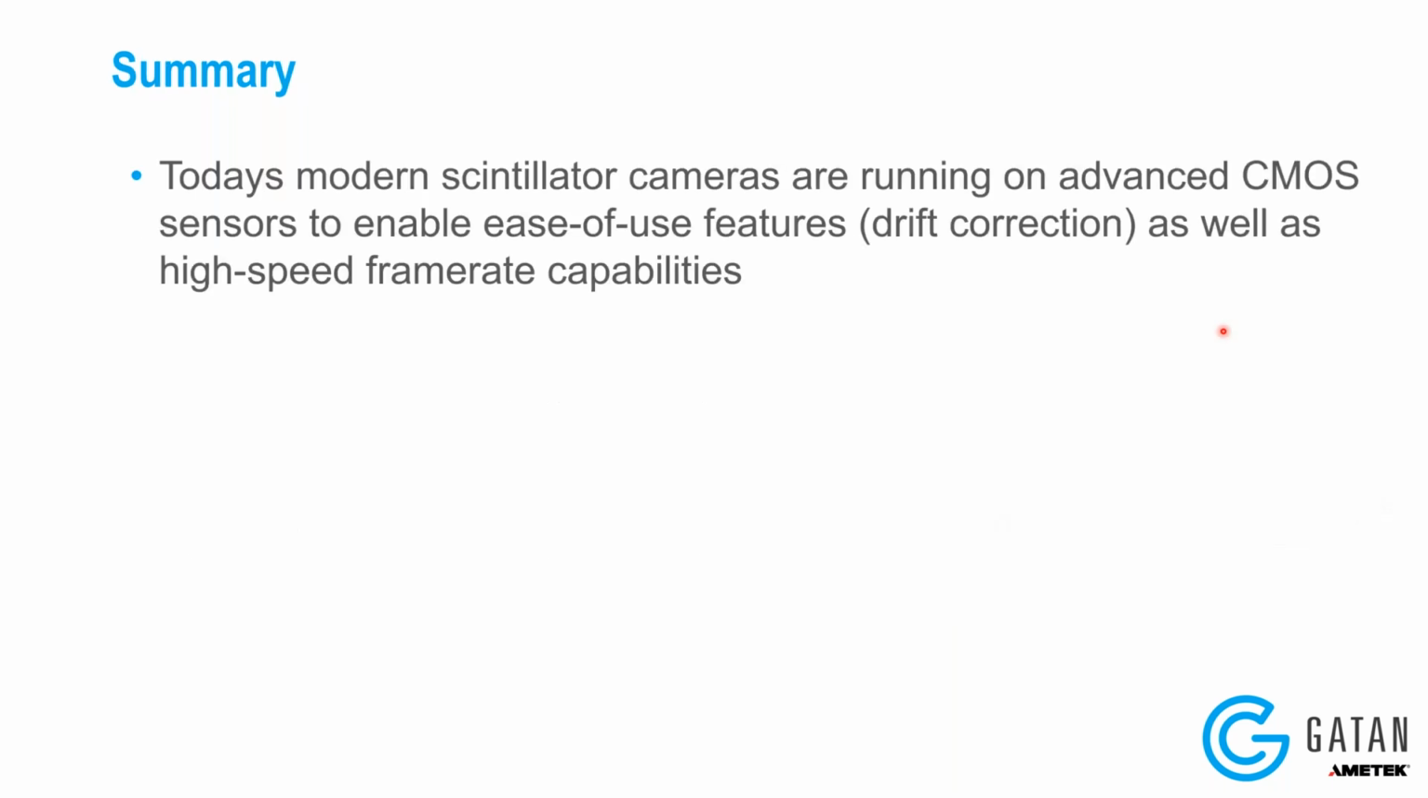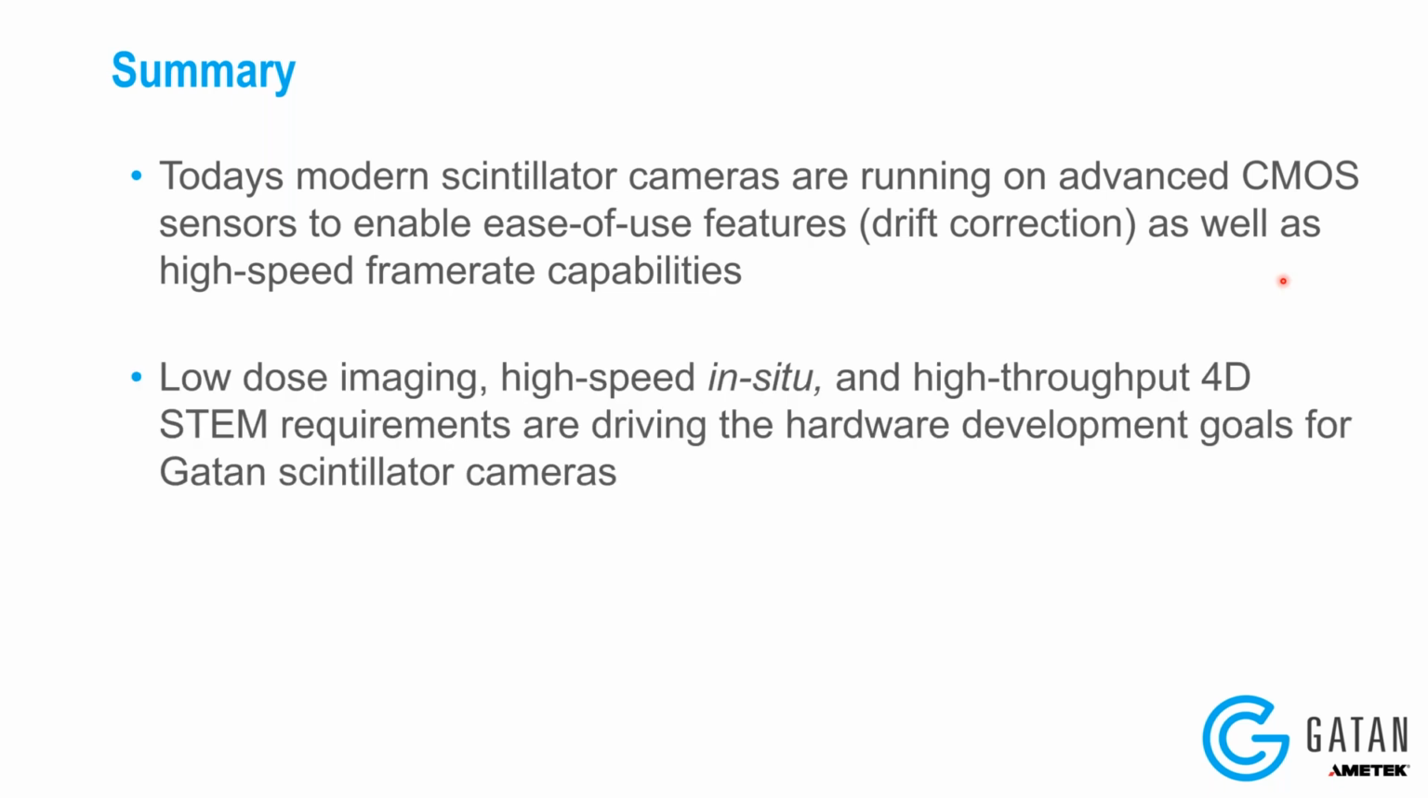And so as I summarize here, I just want to, again, say that today's modern cameras are using CMOS sensors. Many people, I think, still use the word CCD colloquially, but it can sometimes be unhelpful to use that term because it's so far behind the current technology nowadays. And having a high-speed CMOS sensor means that you have a lot of ease of use capabilities that pop out of that, like drift correction and the ability to do high-speed experiments like 4D STEM and in situ.